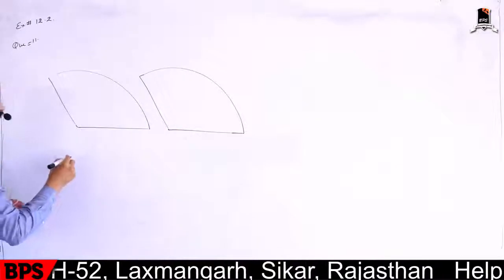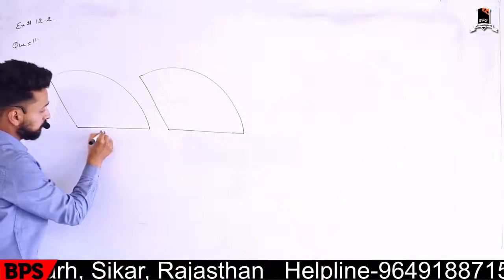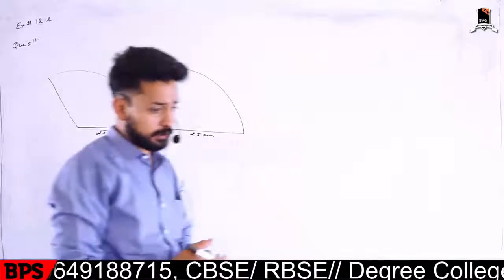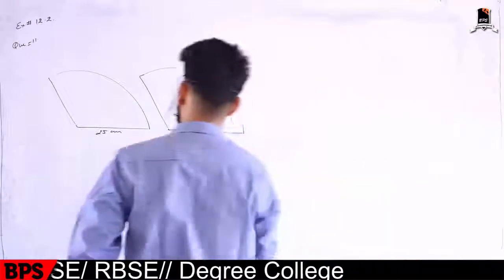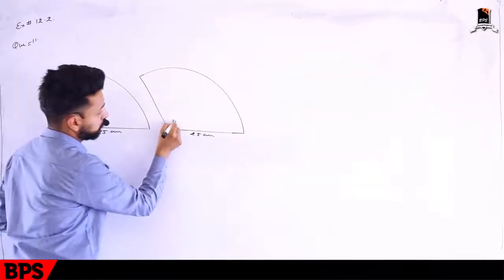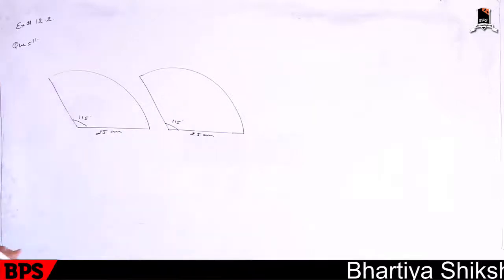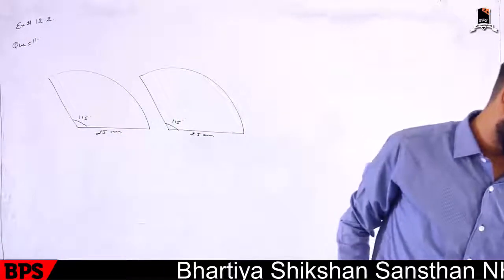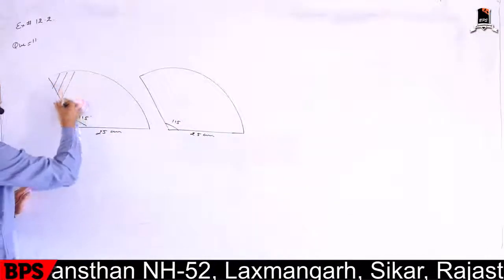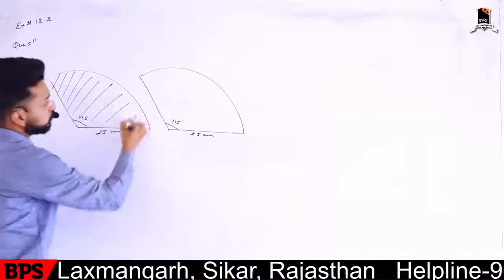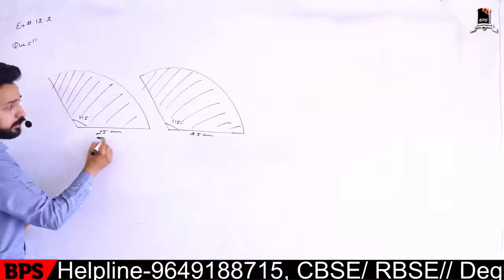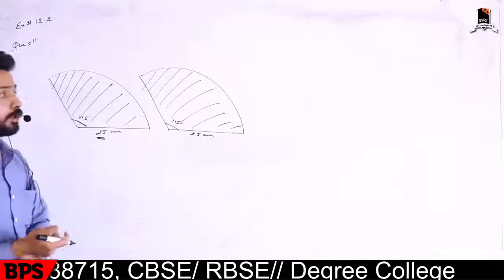The length of the wiper's blade is 25 centimeter each, and the angle subtended by the blades is 115 degrees, and that is also 115 degrees. Find the total area cleaned at each sweep of the blade. That is a sector of a circle, and that is also a sector of a circle. Find the area of a sector with radius 25 centimeter and subtended angle theta 115 degrees.